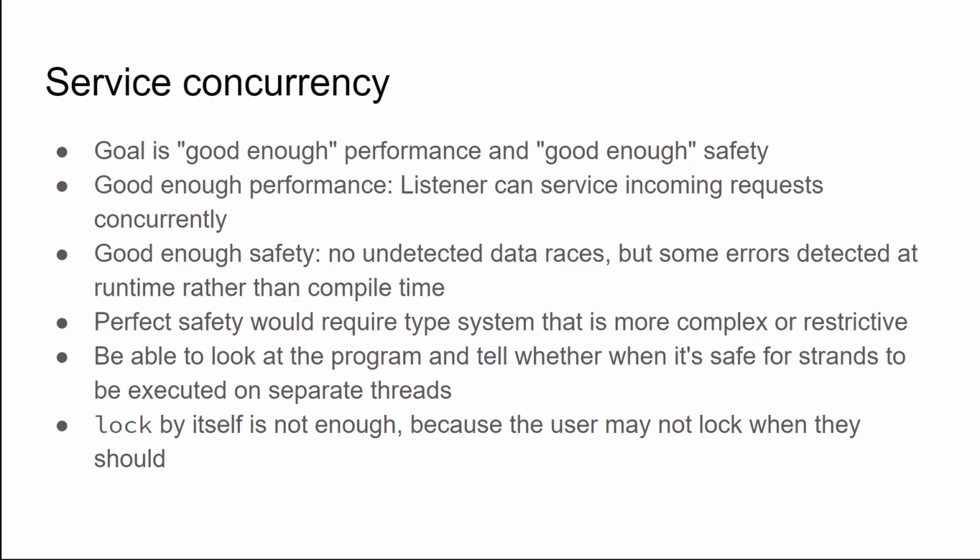So the program needs to be able to look at your service objects, your resource methods and your remote methods, and be able to tell, is running these methods on separate threads going to lead to data races? Is there a possibility that could happen? Lock by itself is part of the solution, but it's not enough, because there's no way for the program to tell whether the user has locked when they should have. So we need a bit more than that.